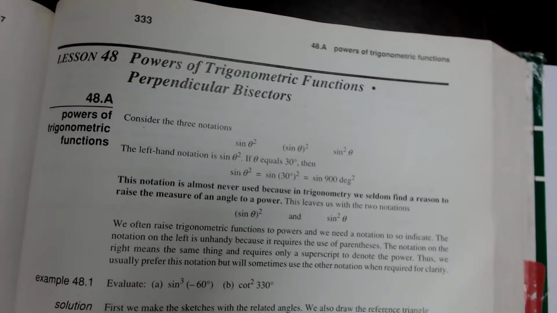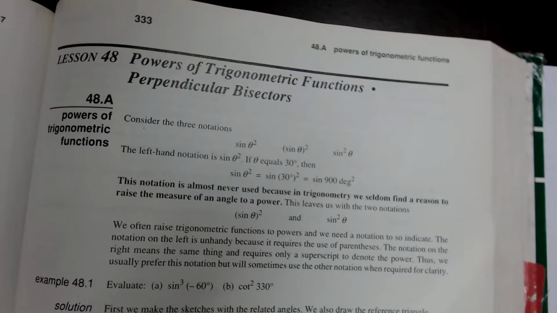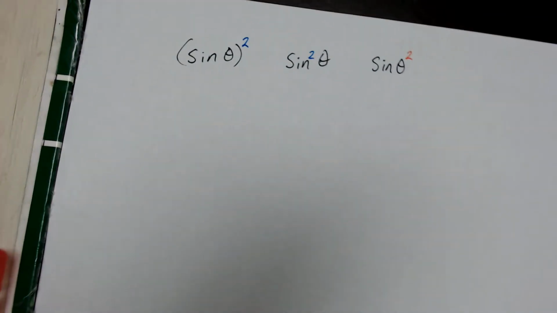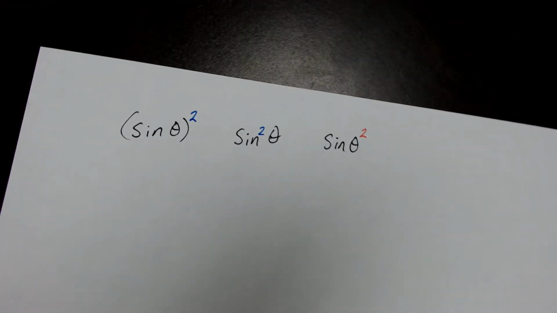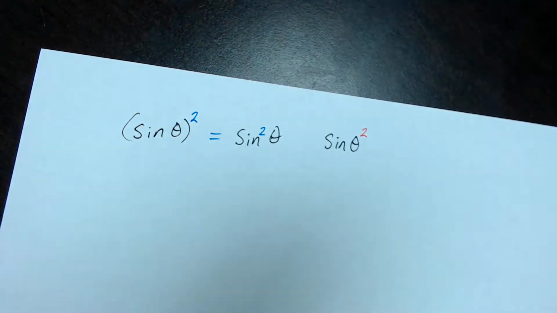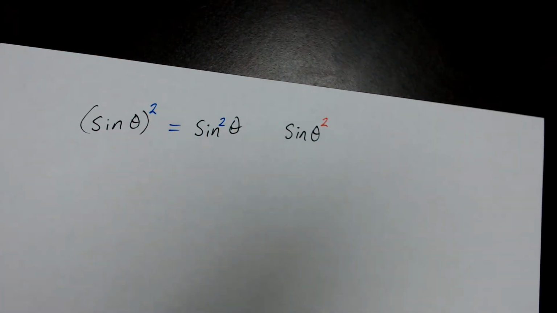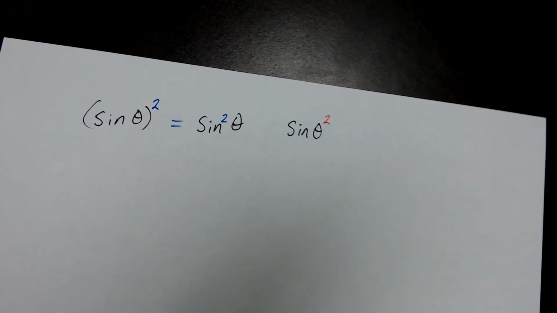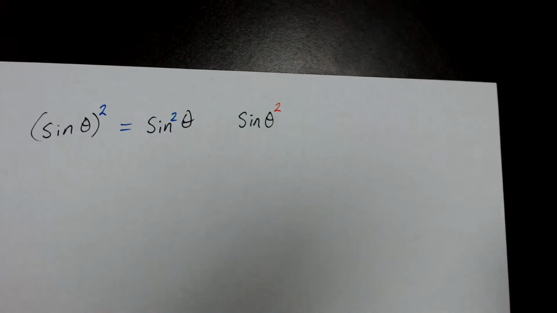Advanced math, powers of trigonometric functions and perpendicular bisectors. So, these are the three ways to write powers of trigonometric functions. These first two are in blue because these are the ones we're going to use. The last one is in red because I don't really know anyone that uses this. Technically, this is mathematically correct.